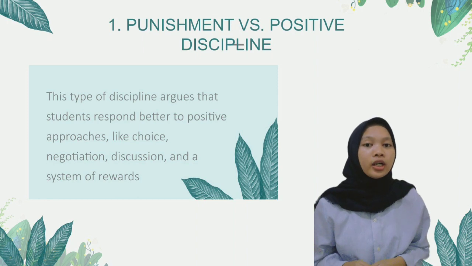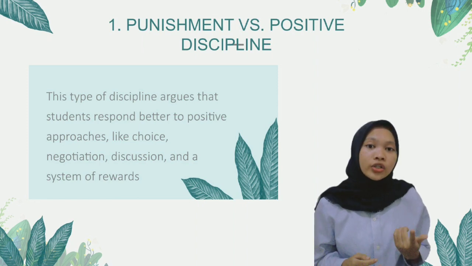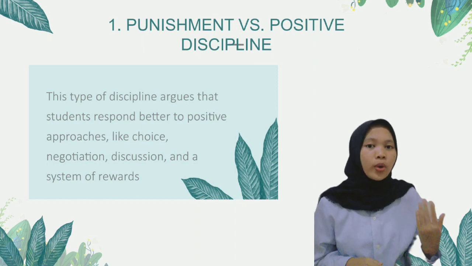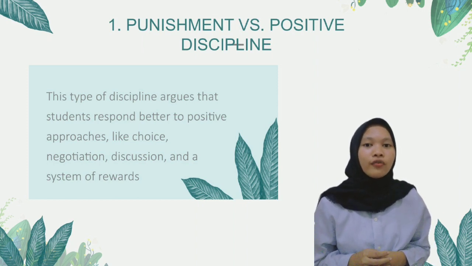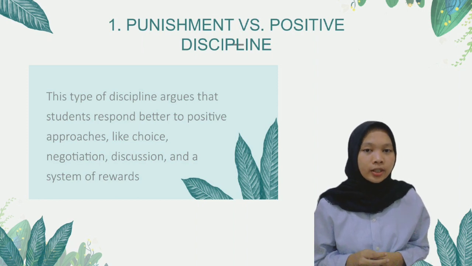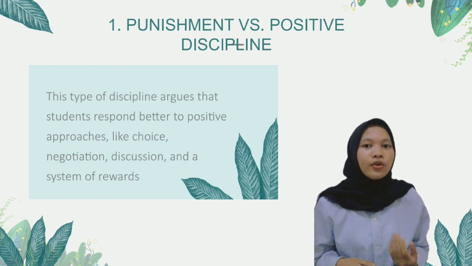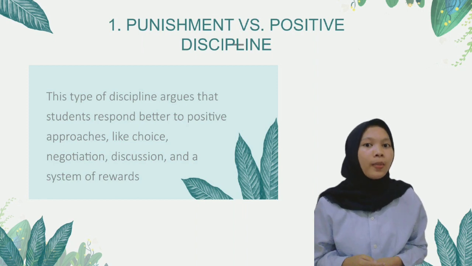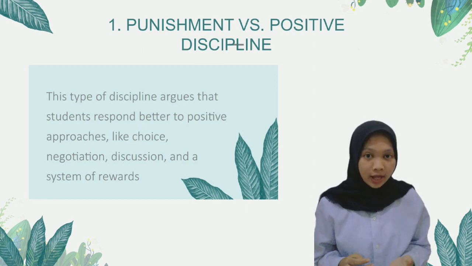This type of discipline argues that students respond better to positive approaches like choice, negotiation, discussion, and a system of reward. As a teacher, you will also have more control over your classroom using positive discipline, as you will be encouraging students to make choices and decisions for themselves rather than trying to force them to act correctly. This type of discipline can also lead to long-term peace in the classroom, as students will learn how to self-correct and how to come up with solutions to issues among themselves.